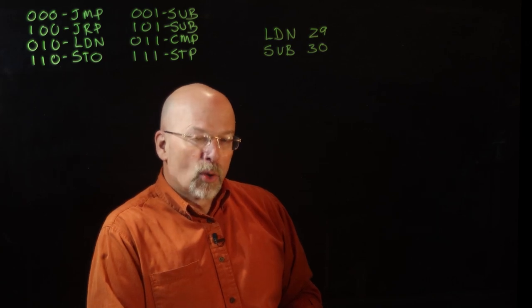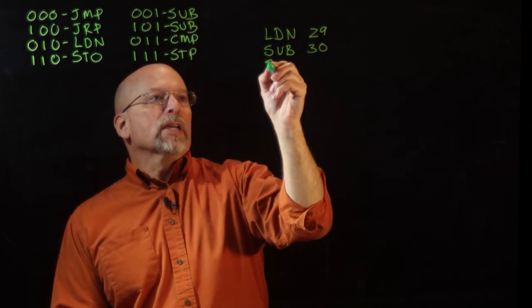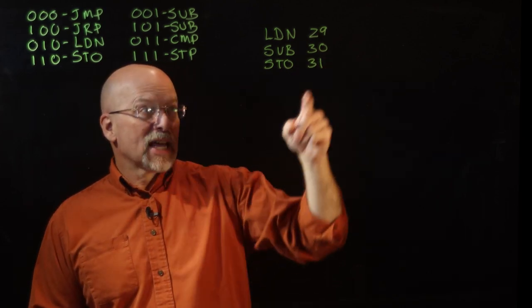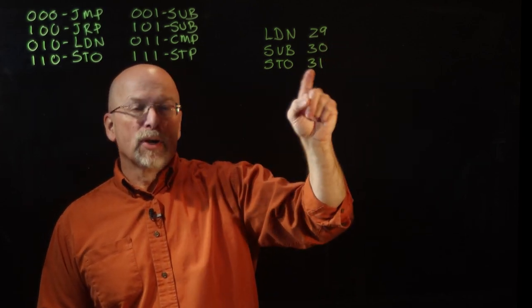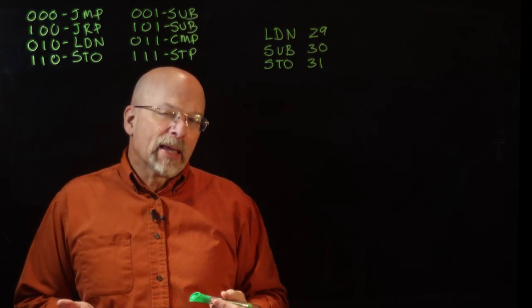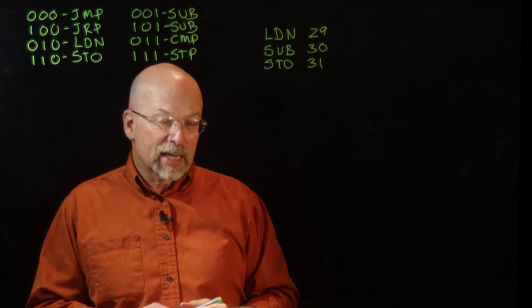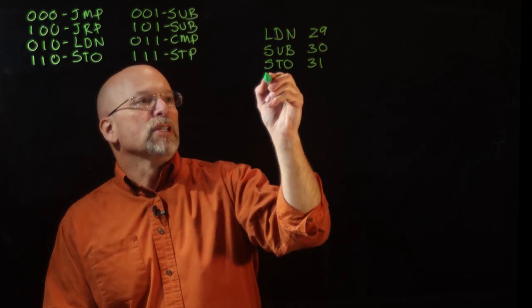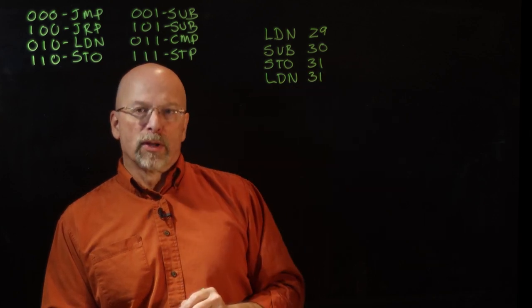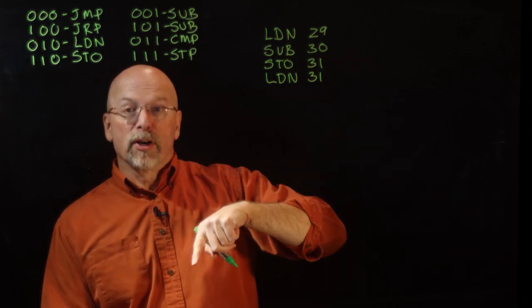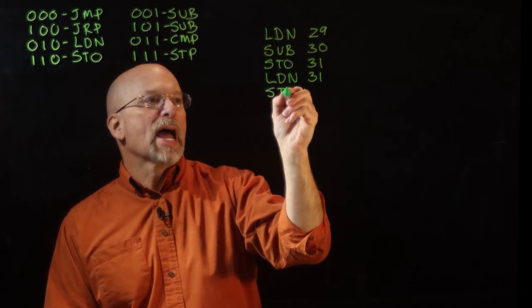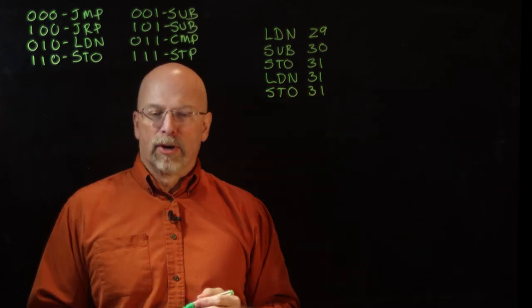Now it's time to store it. Remember, if we do a store 31, that's going to take the negative of our sum and put it in location 31. So we need to make it positive. Making it positive is really simple, but it does take two instructions. First, we reload what we stored at 31, and that converts it to a positive value, the positive sum, which we can now store back in 31.